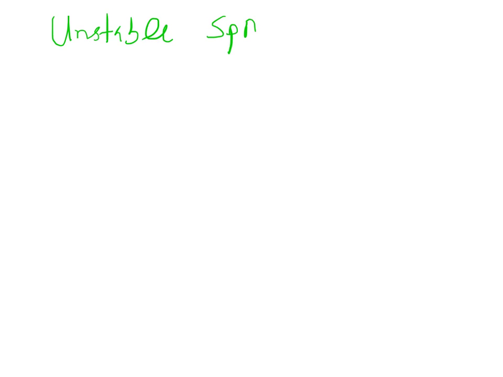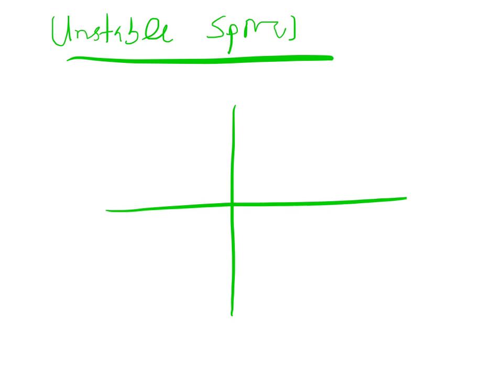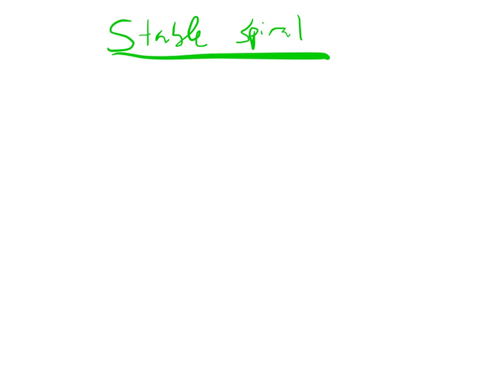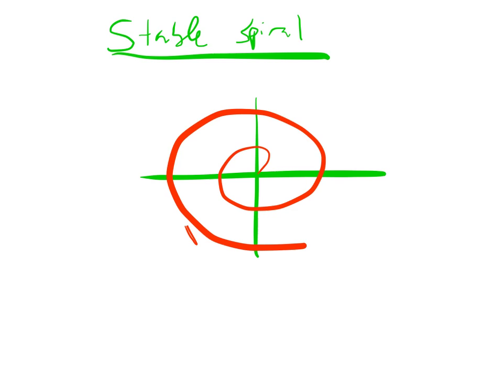So, unstable spiral. And the phase diagram I'll just draw for an unstable spiral looks something like this. So this is the x and the y-axis. And basically, if the origin is the fixed point, you spiral away from the origin. There's also, of course, what one might call a stable spiral. And in a stable spiral, there's also a spiral, but now the solution is attracted to the fixed point. And the difference between a stable and an unstable spiral is just the real part of lambda.